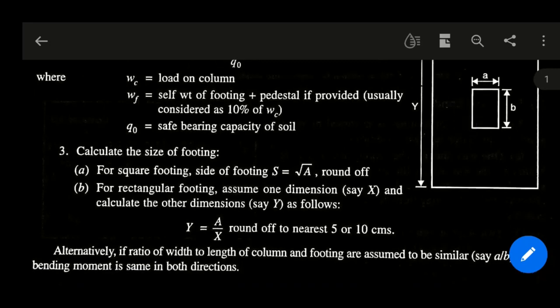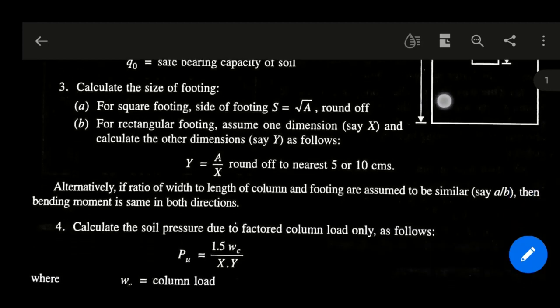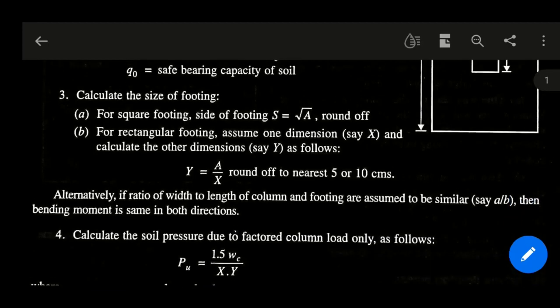For square footing, the size of footing is very easy. If we denote one side of the footing as S, then S is equal to root over A, and we have to round it off to a higher value, definitely not to a lower value. For rectangular footing, we have to assume one dimension, say X, and calculate the other dimension, say Y, as follows. Y is equal to A by X, rounded off to the nearest 5 or 10 centimeters maximum. Alternatively, if the ratio of width to length of column and footing are assumed to be similar, say A by B, then the bending moment is the same in both directions.